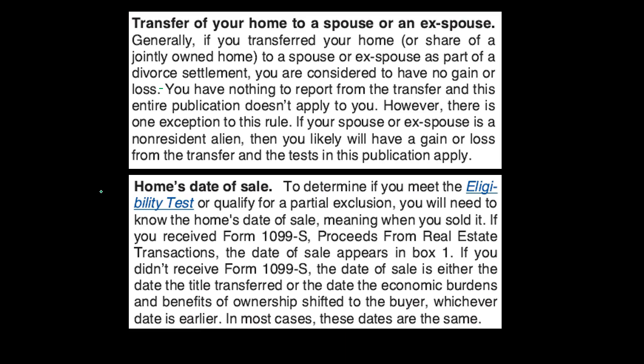Home's date of sale. To determine if you meet the eligibility test or qualify for partial exclusion, you will need to know the home's date of sale, meaning when you sold it. If you received Form 1099-S, proceeds from real estate transactions, and typically we will have that. We typically will, in the process of selling the home, receive a 1099-S. Back to the text. The date of sale appears in box 1. If you don't receive the Form 1099-S, the date of sale is either the date the title transferred or the date the economic burdens and benefits of ownership shifted to the buyer, whichever date is earlier. In most cases, these dates are the same.